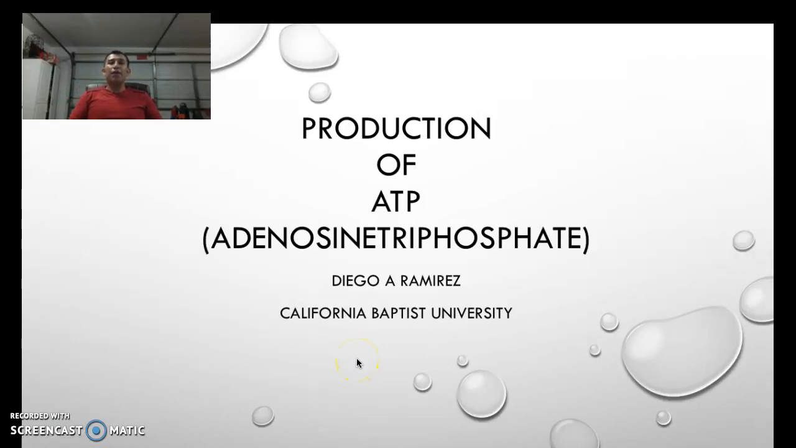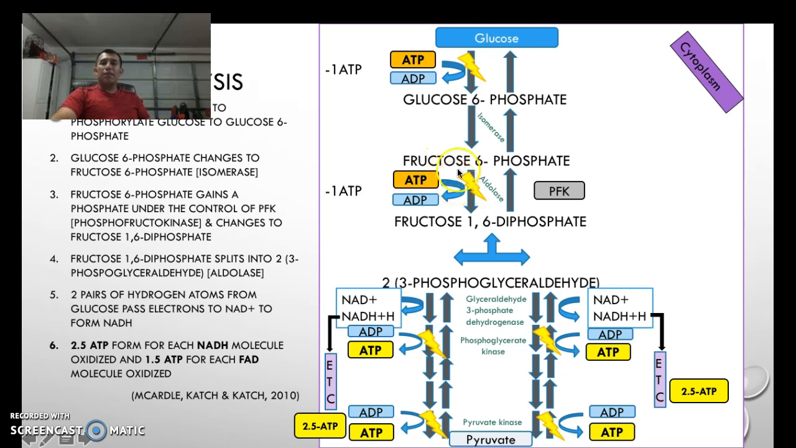Today we're going to talk about the production of ATP, also known as adenosine triphosphate. So let's get started. Glycolysis is the breakdown of blood glucose, or actually glucose. In this case, we're going to use blood glucose to get some energy going.